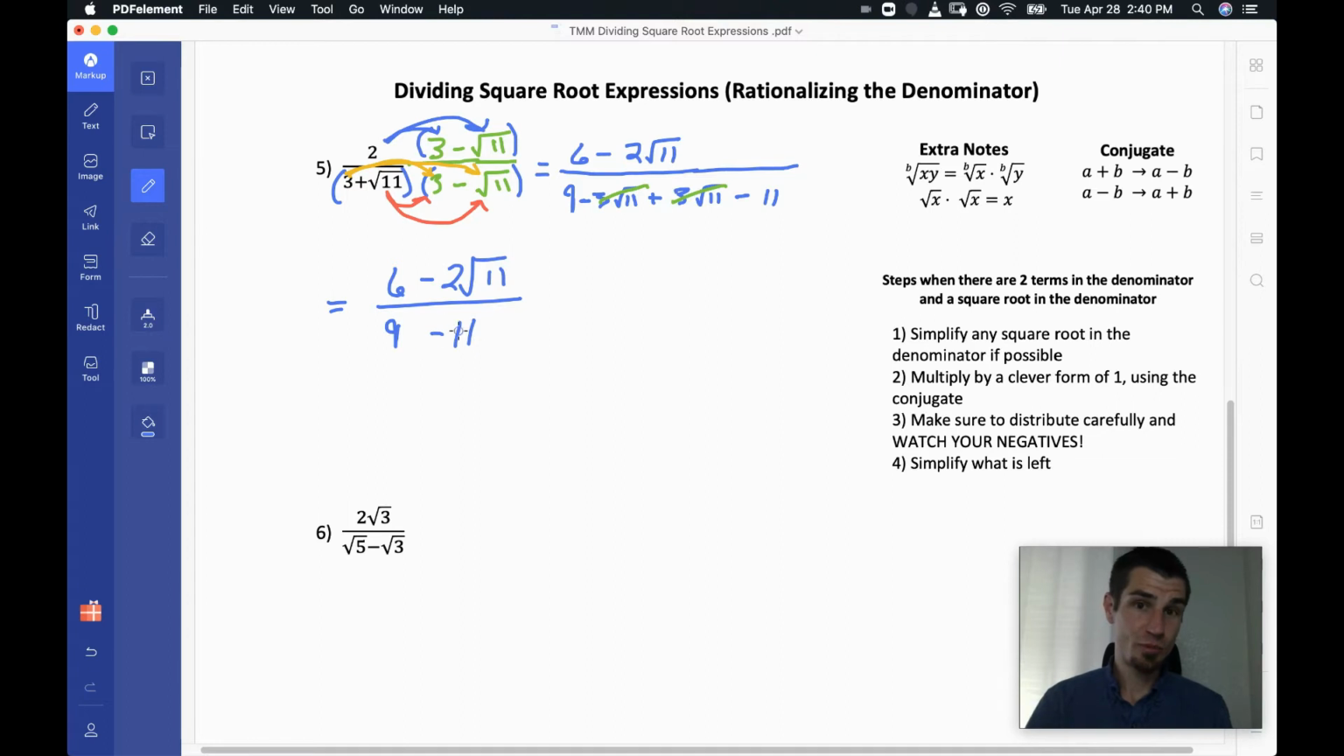So now we can combine these terms. 9 minus 11 is negative 2. And then at the top we have 6 minus 2 square root of 11. And right now you might be like, killed it. Oh man, got that right. But at the end, honestly, I should probably add this.